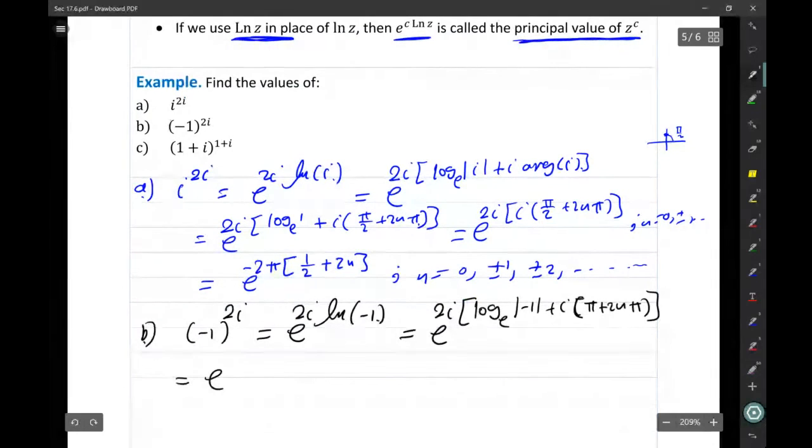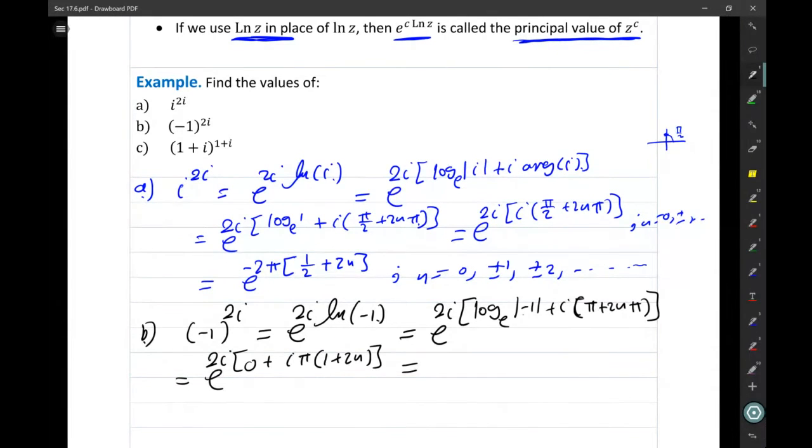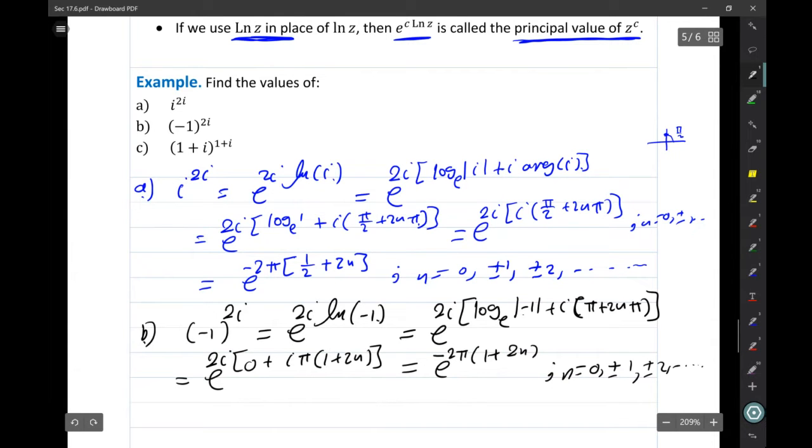That becomes e to the power 2i times (the absolute value of minus 1, which is 1, and logarithm of 1 is 0, plus iπ times (1 plus 2n)). I times i, which is i squared, is equal to minus 1. So that is equal to e to the power minus 2π times (1 plus 2n), and the value of n is equal to 0, ±1, ±2, and so on.